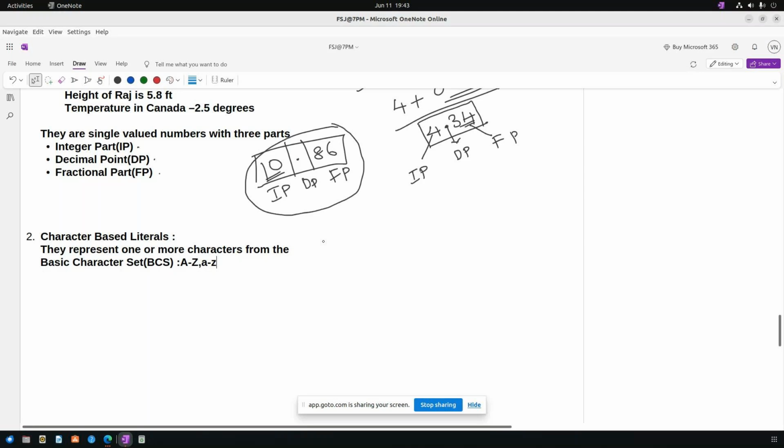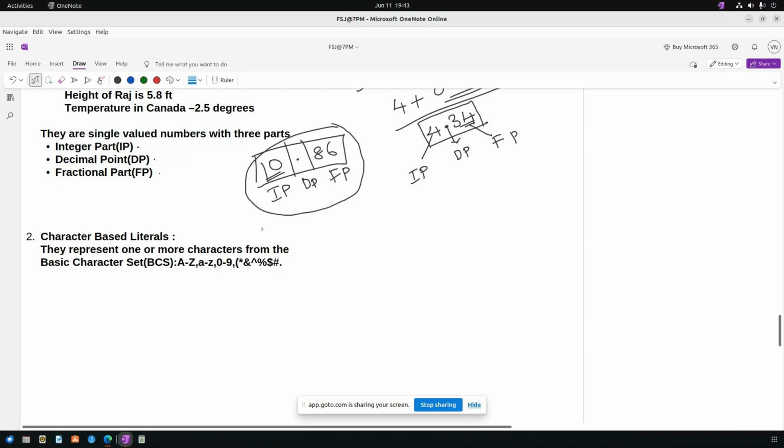And you have the collection of 0 to 9, and you have the collection of all the symbols. So this is the basic character set I am talking about. So in programming, you will have the basic character set from these characters only.